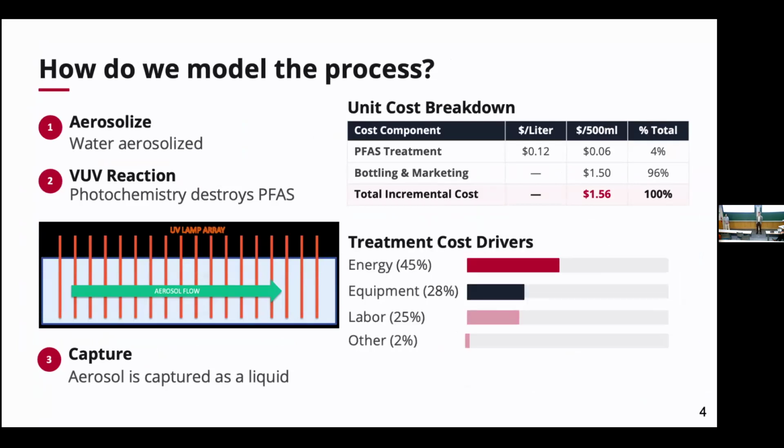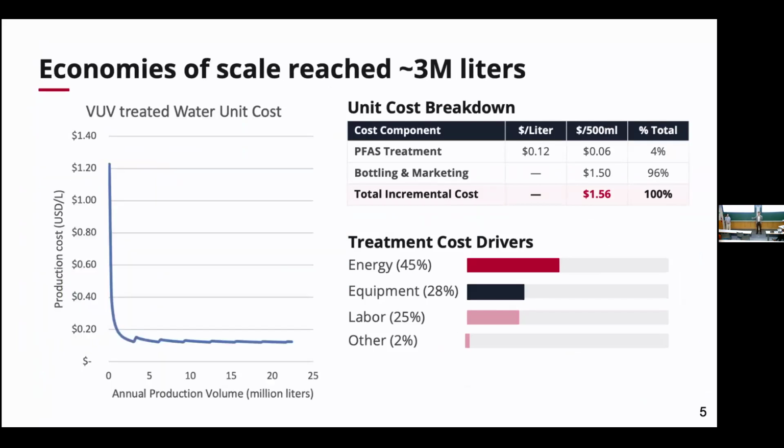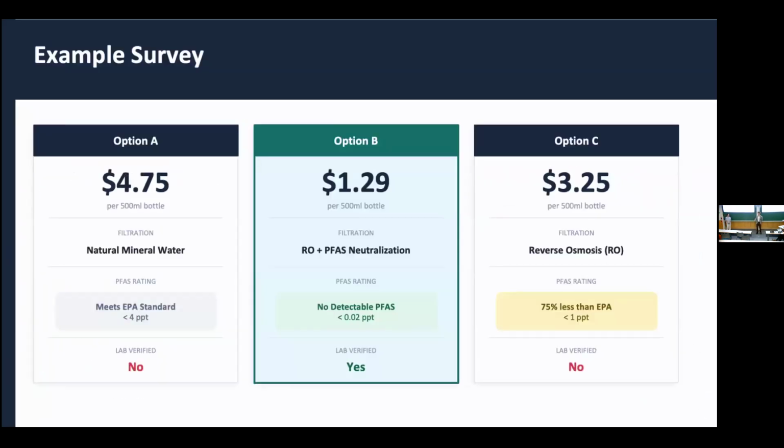So we looked at this as an additional cost to already existing premium bottled water suppliers. So this was whatever Voss or equivalent is bringing into their facility, applying the process to that. Yeah. Okay, cool, great.